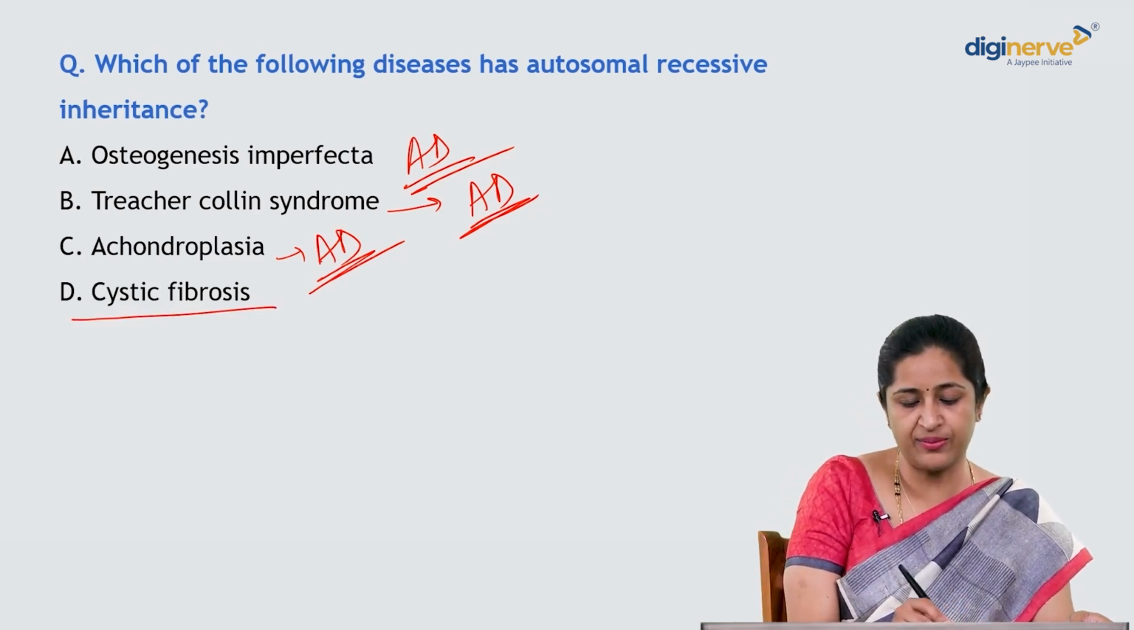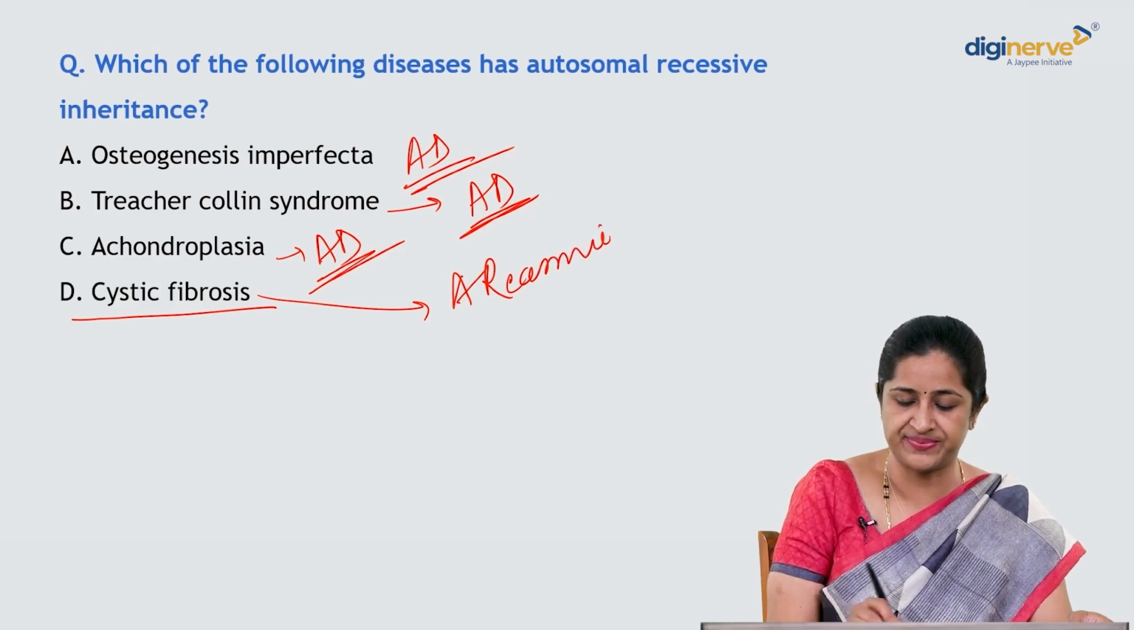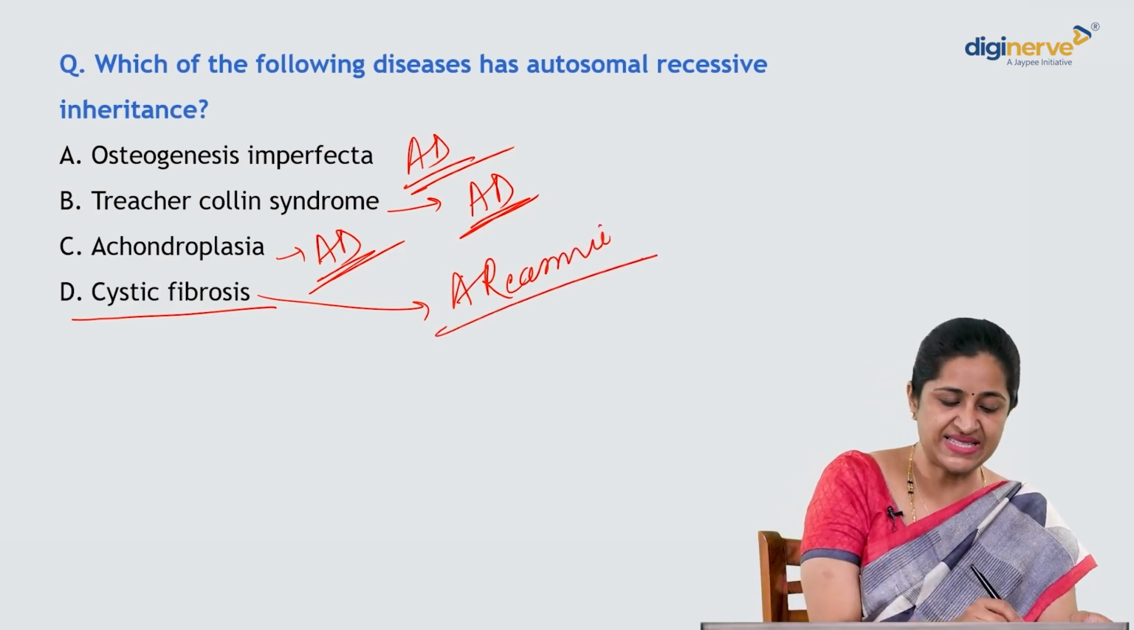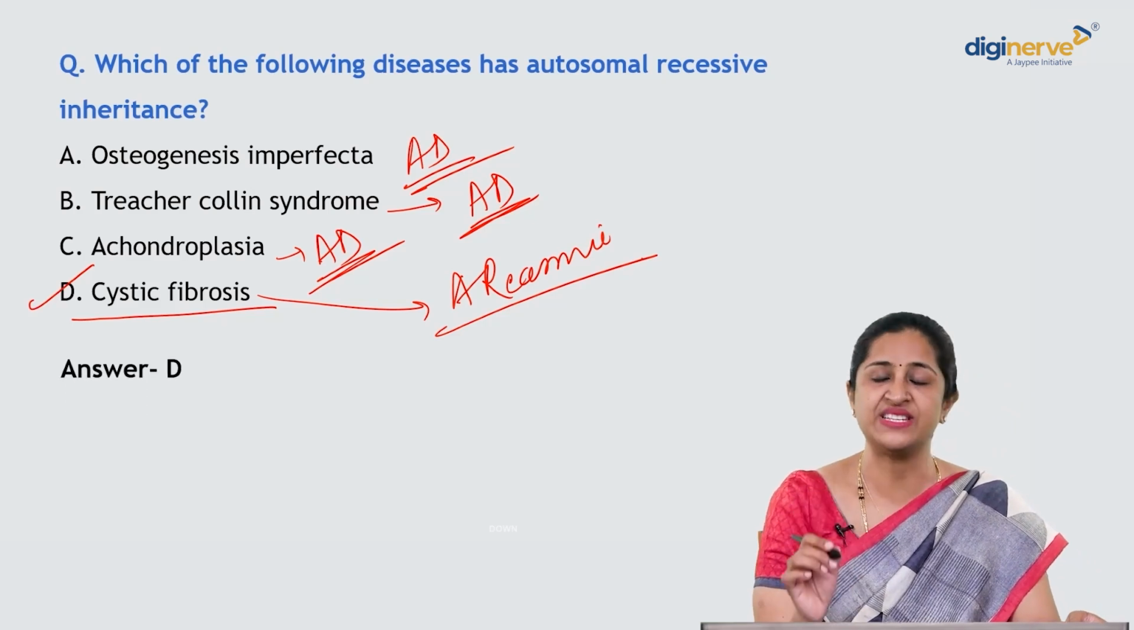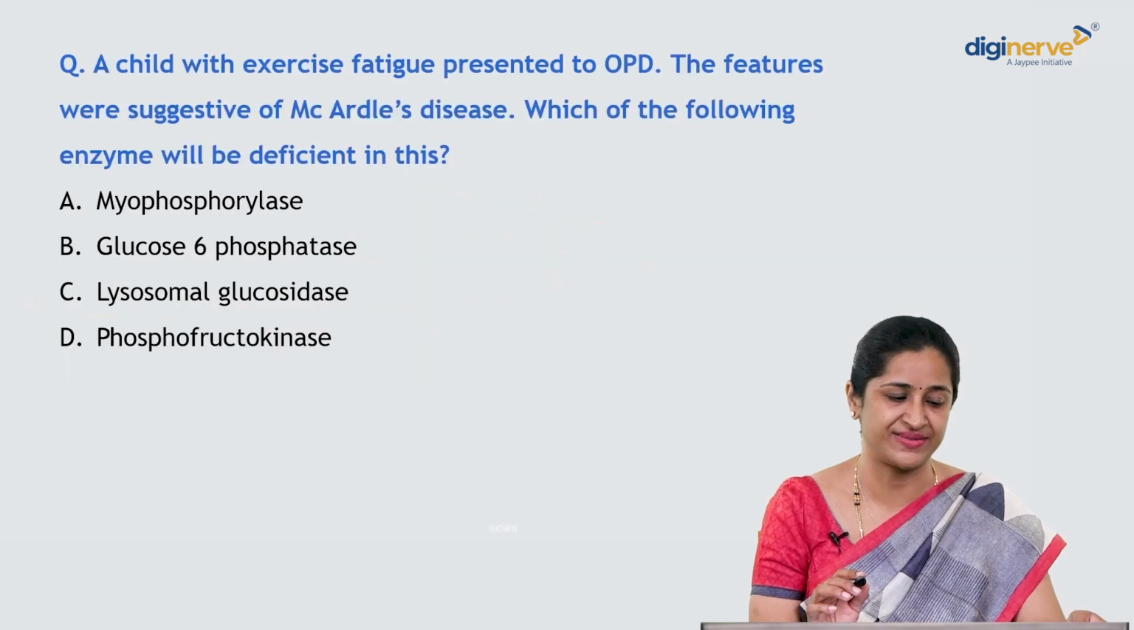However, we have cystic fibrosis. This is an example of autosomal recessive inheritance. So, among this list, the correct answer is D. Cystic fibrosis is the example for autosomal recessive inheritance.